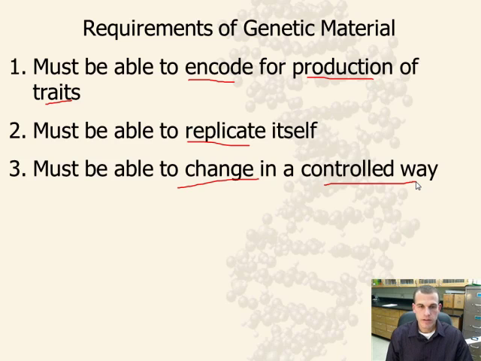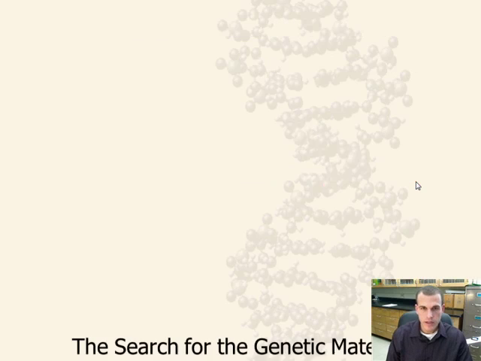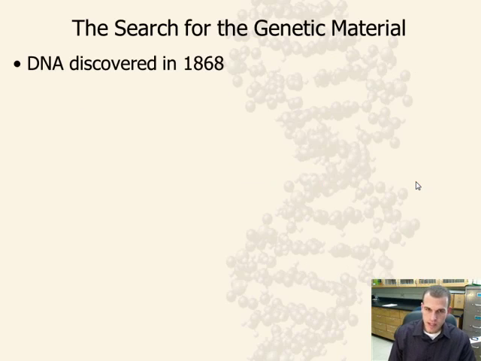These are the three requirements in order to be considered genetic material. It has to be able to encode for production of traits, replicate itself, and also change in some type of controlled manner.